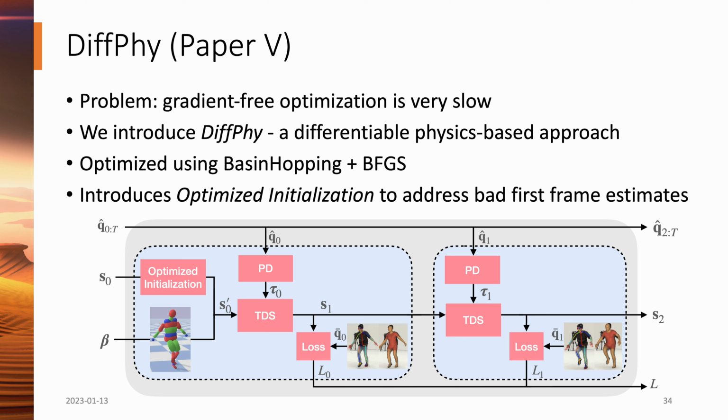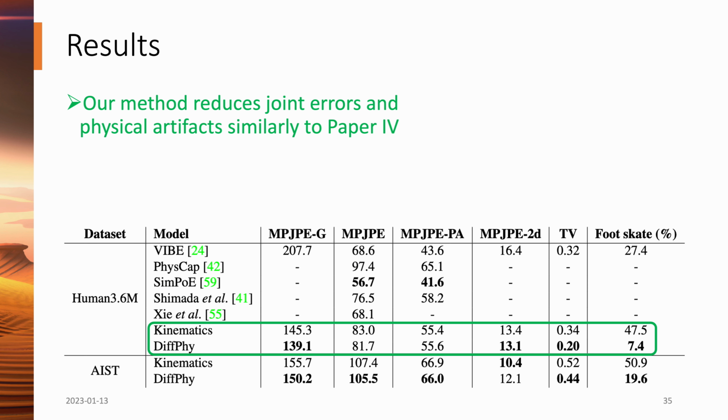Essentially, we optimize the initial state to address a problem that a poorly estimated first frame might have a large impact on the entire sequence. The results show that applying a differentiable simulator yields similar results on standard datasets in terms of joint error and reduction of physical artifacts as in paper 4. Generally though, we note that paper 4 was more capable and robust for noisy and difficult in-the-wild videos.